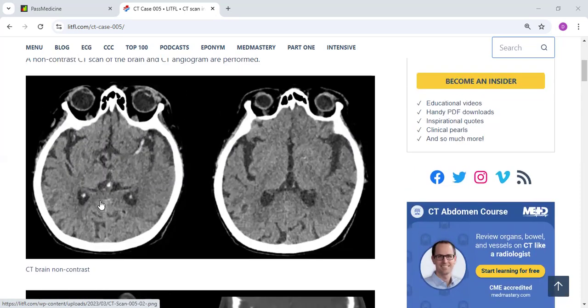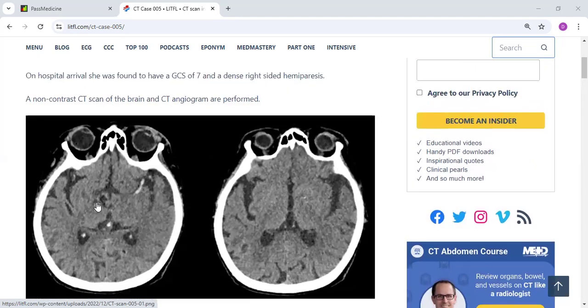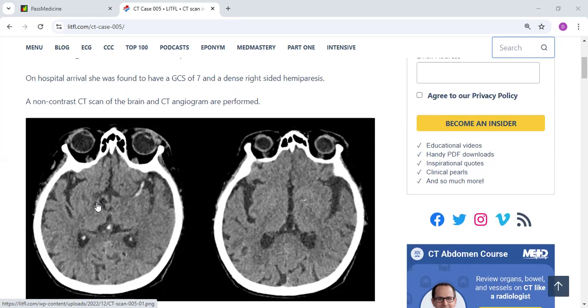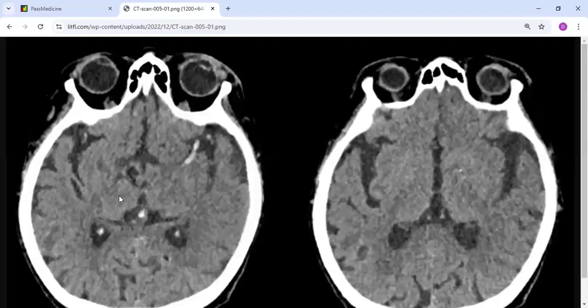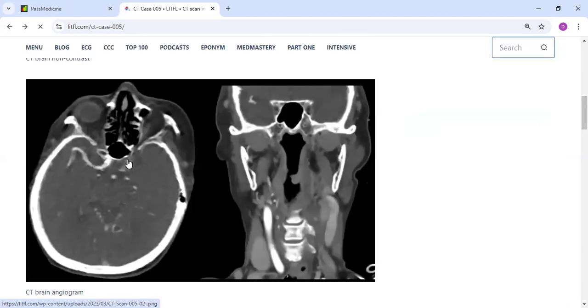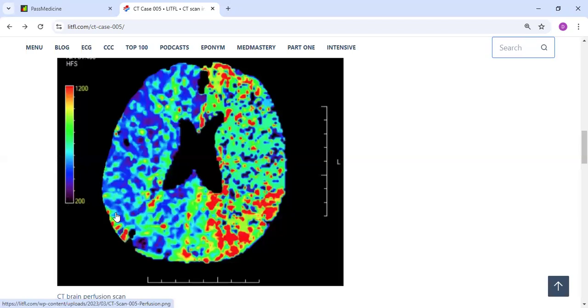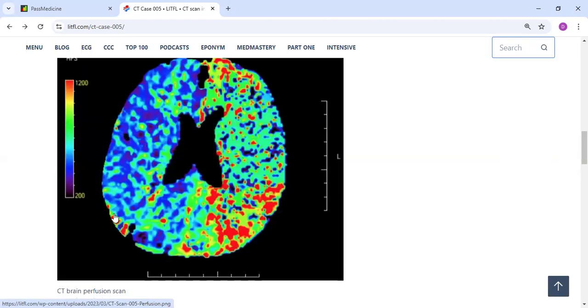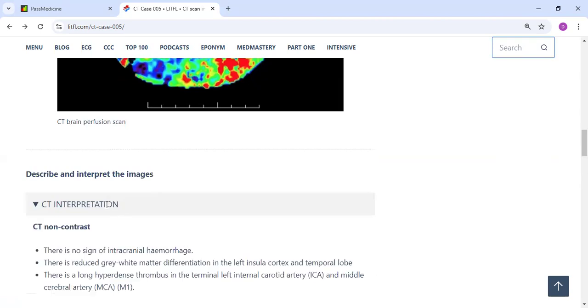So what do you see here? NCCT is here, and you have a CT brain angio. Here you can see a filling defect, the ICA terminal thrombus. On the CT perfusion, you can see the left side seems less perfused. So how will you interpret this CT?